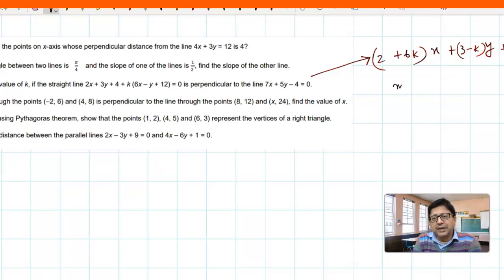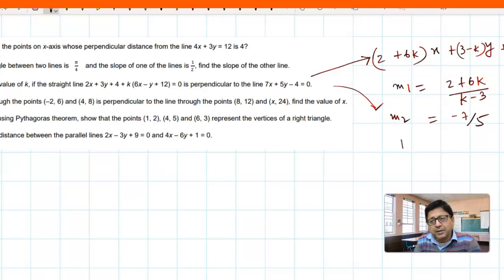So the slope of this line, M1, is going to be, transferring it to the right side, 2 plus 6k by k minus 3. And the slope of this line, M2, is going to be, by the same method, transferring x to the right side, minus 7 by 5. Since they are perpendicular, put M1 into M2 equal to minus 1. This implies 2 plus 6k by k minus 3 into minus 7 by 5 equals minus 1.